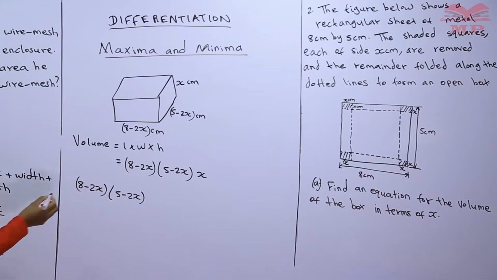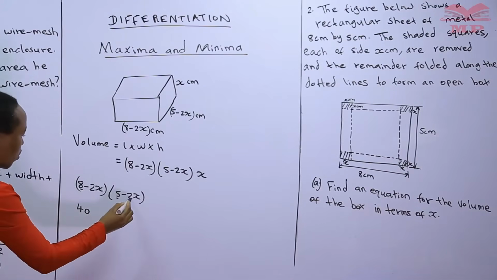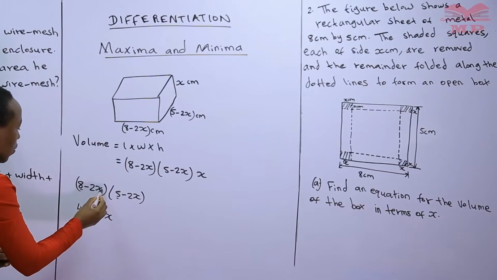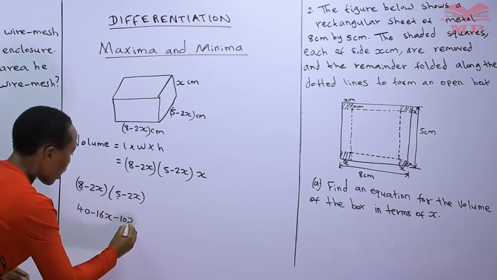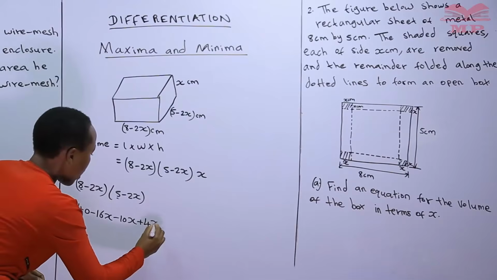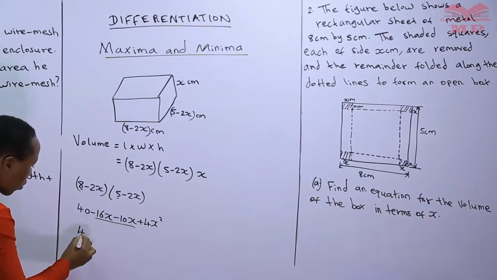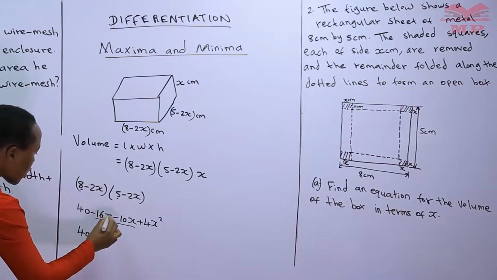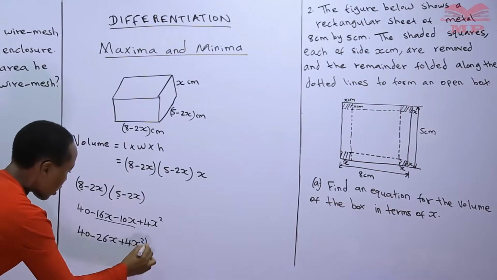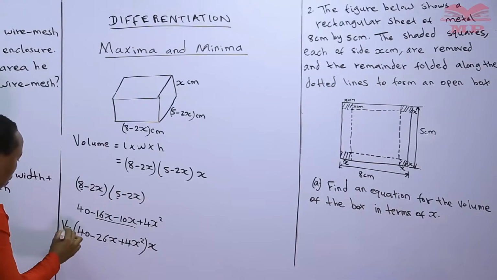In this, we are going to have 8 times 5, that is 40. Then 8 times negative 2x, we have negative 16x. Then negative 2x times 5, that is negative 10x. Negative 2x times negative 2x, we have positive 4x squared. Then these are like terms, so we have 40 minus 16x minus 10x, which is negative 26x, plus 4x squared. Then all of it, we multiply by x so that we can get our volume.